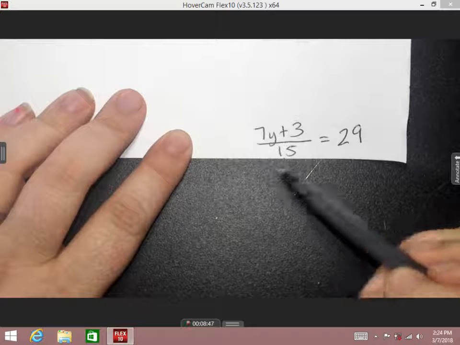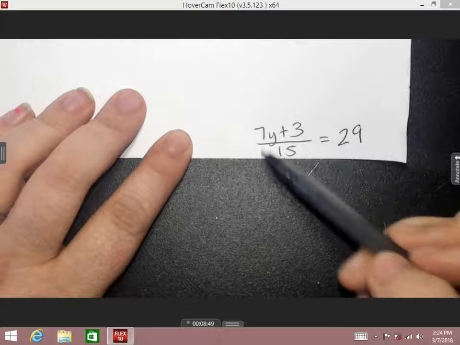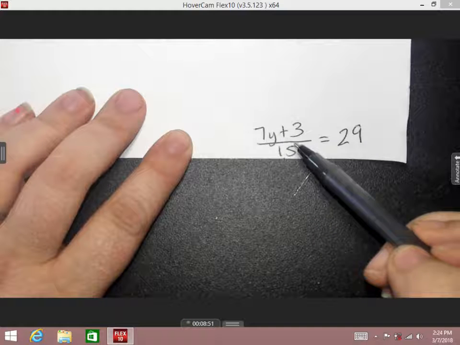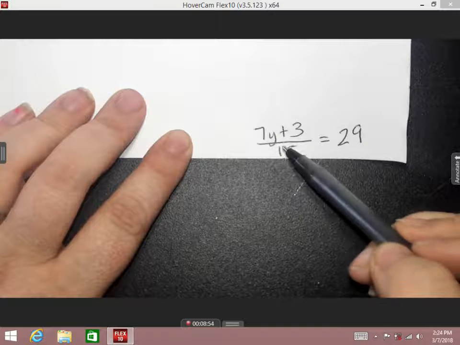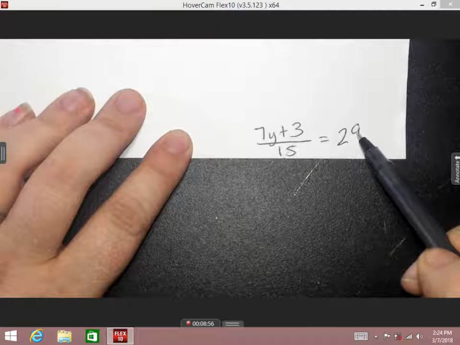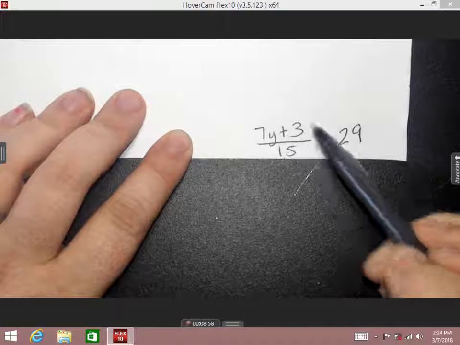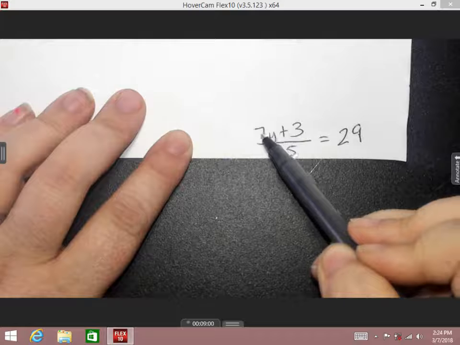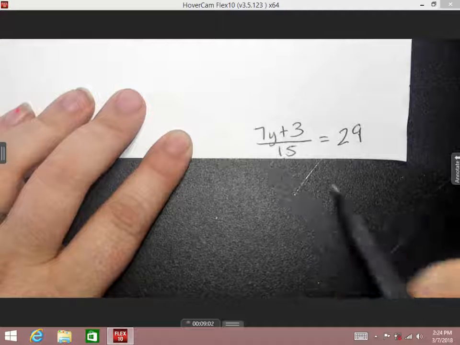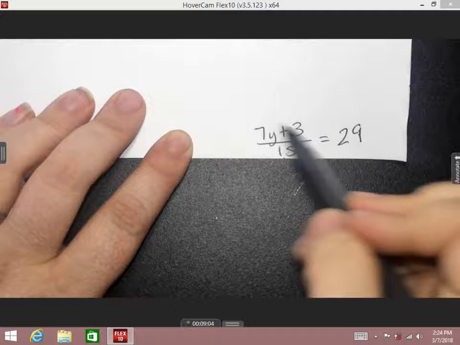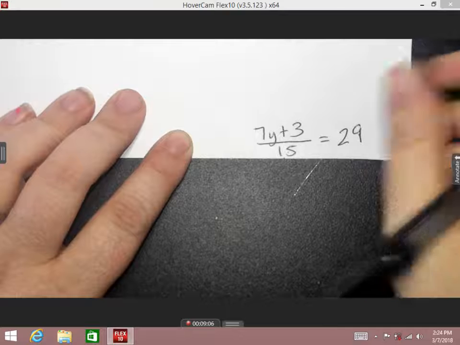All right, to solve this problem, we would have to do all the inverses. This is division. The opposite of dividing is to multiply. You'd multiply by 15. The opposite of adding is subtracting. Then you would subtract the 3. The opposite of multiplying is dividing. Then you would divide by 7. Guys, we are not here yet. We've got to do one step. Can we go back to that, please?